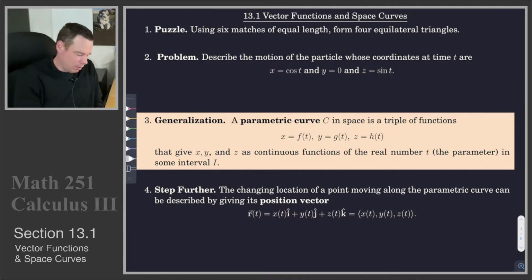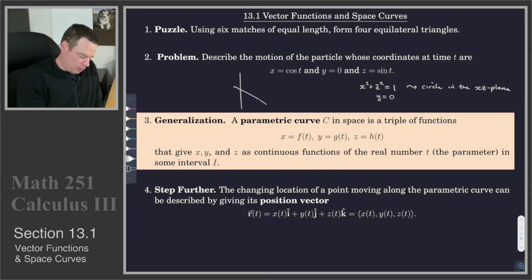Alright, let's have a look at the first motivating problem. Let's describe the motion of the particle whose coordinates at time t are given by x equals cos of t, y equals 0, z equals sine of t. First thing to note here is that x squared plus z squared is equal to 1. That's cos squared plus sine squared. So this is a circle. And we also have that y is equal to 0. So it's a circle in the xz plane.